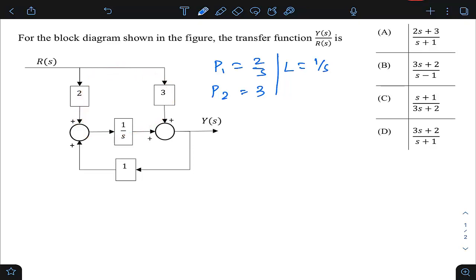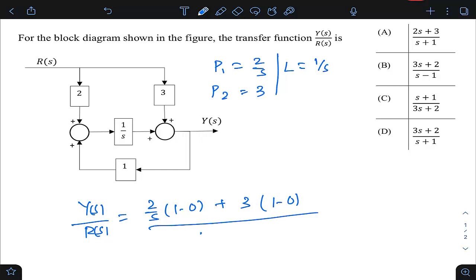So using the Mason gain formula, Y(s) divided by R(s) is equal to P1 gain, that is 2 by s, and there is no non-touching loop, so it is 1 minus 0, plus P2, which is 3. Again there is no non-touching loop, so it is 1 minus 0, divided by 1 minus the loop gain. What is the loop gain? The loop gain is 1 by s, and it's natural, it's a positive feedback system, that's why we are getting this negative sign. So 1 minus 1 by s.